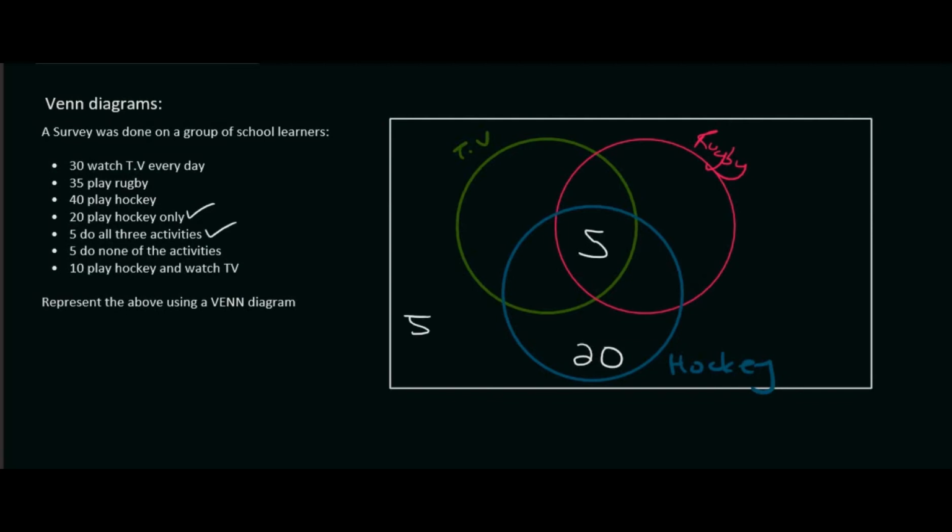So they're going to go on the outside. They don't do hockey. They don't do rugby. They don't watch TV. Then 10 play hockey and watch TV. So 10 people play hockey and watch TV at the same time. So where does this hockey circle and the TV circle overlap?